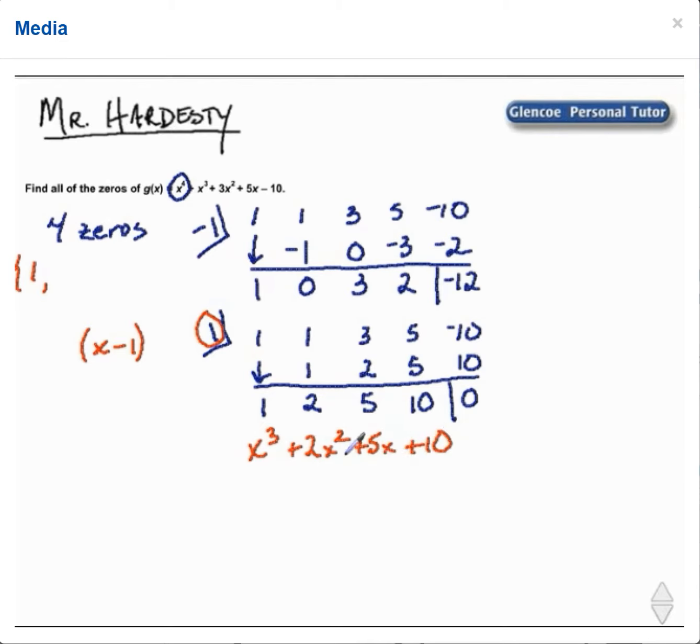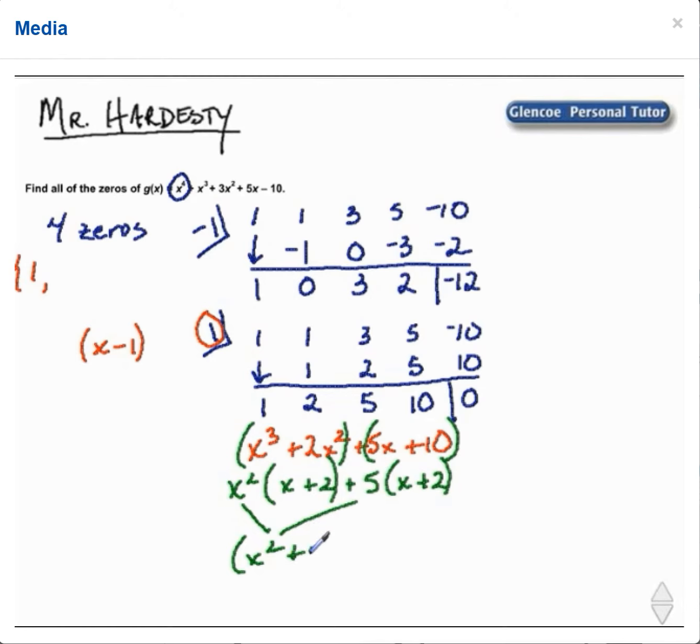This is cubic, so we should get 3 zeros out of this, and we'll do that by factoring. Let's factor by grouping. We'll group the first 2 and the last 2. Out of the first 2, the common factor is x squared, leaving us x plus 2. And out of the second pair, we take out 5, and that also leaves us x plus 2. So this has worked great for factoring by grouping. We'll bring x squared and 5 together as one binomial factor times x plus 2.